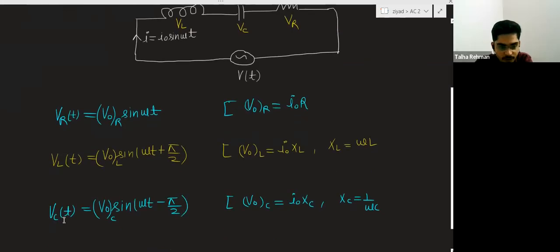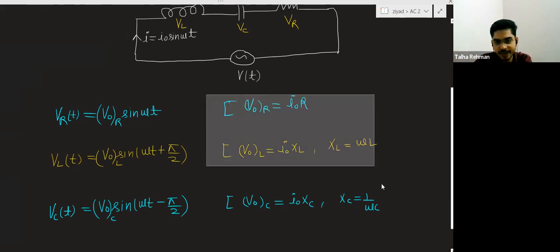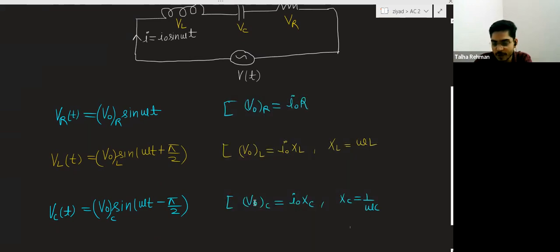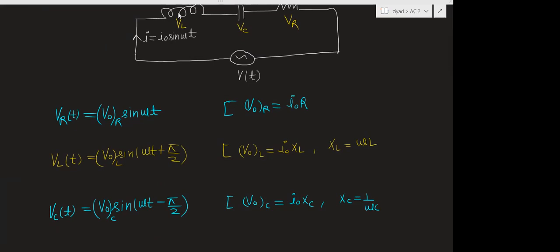Now for the capacitor, this is very easy. The voltage equation will be V = V naught C sin(omega t minus pi by 2), because in case of the capacitor, the voltage lags the current by pi by 2. All these things you already know; I have told you. The peak value of the voltage across the capacitor is equal to the peak value of the current times Xc, where Xc is the capacitive reactance.